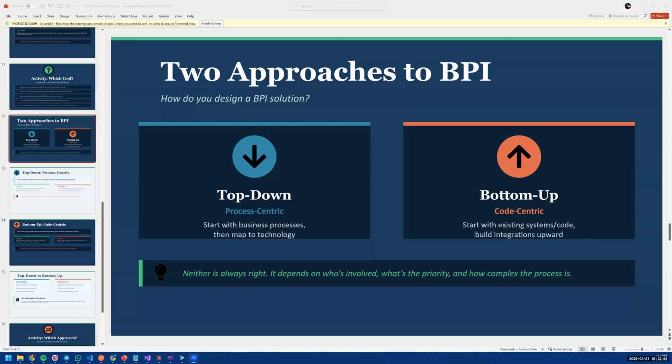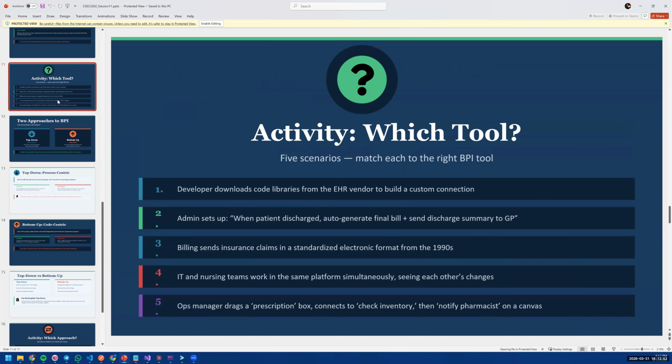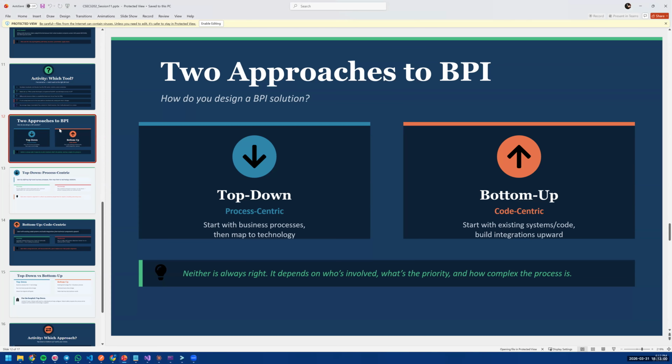We had finished an activity where we were supposed to identify a particular tool being used, given a short snippet of a scenario. And what we're going to be doing is continuing from then, looking at the two approaches to BPI, or business process integration. Two concepts that we'd have looked at earlier on in, I think it was Unit 1: the top-down approach to system integration, and the bottom-up approach to system integration. But we're going to be looking at them in the context of business process integration.